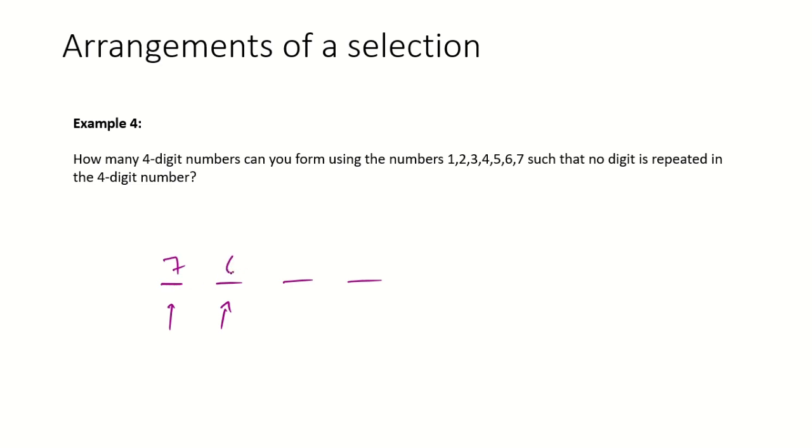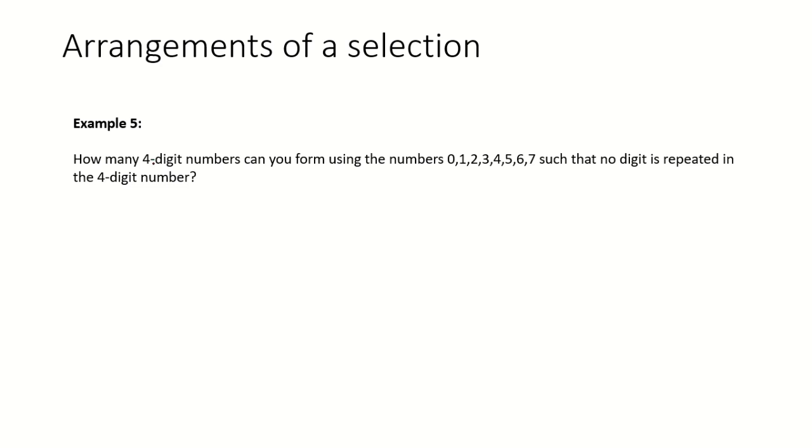So 6 goes here. Now we're left with 5 remaining numbers to choose from, and then 4 remaining digits to choose from. And then we multiply them to get 7 into 6 into 5 into 4. So basically, this is the number of 4-digit numbers that you can form using the numbers 1, 2, 3, 4, 5, 6, 7, such that no digit is repeated.